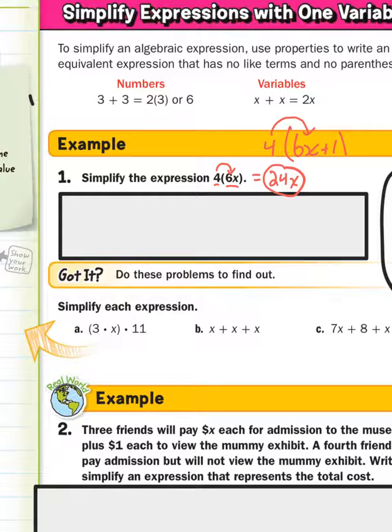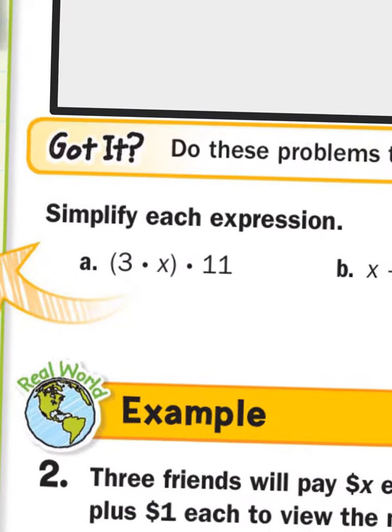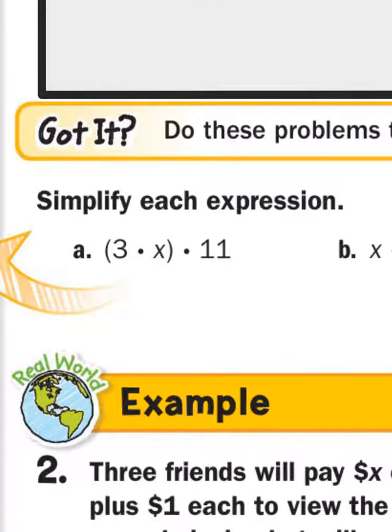Now, I'm going to guide you through A, B, and C because that was only one example. So kind of stick with me. In problem A, we have 3 times x times 11. So here's some things we can do. We're going to use our commutative, distributive, and associative properties to help simplify these expressions. So watch what I'm going to do first.